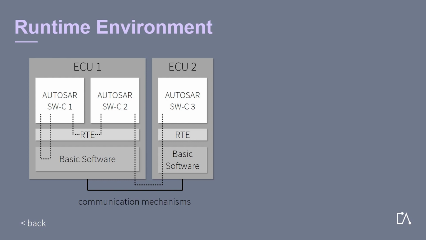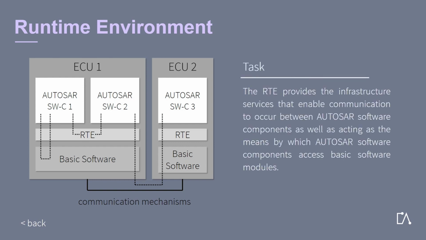In this case, the virtual connections between the components are mapped on network technology-specific communication mechanisms, such as CAN or FlexRay frames. The main task of this layer is to make the AUTOSAR software components independent of the mapping to a specific ECU. Here you see a summary of what you just heard.